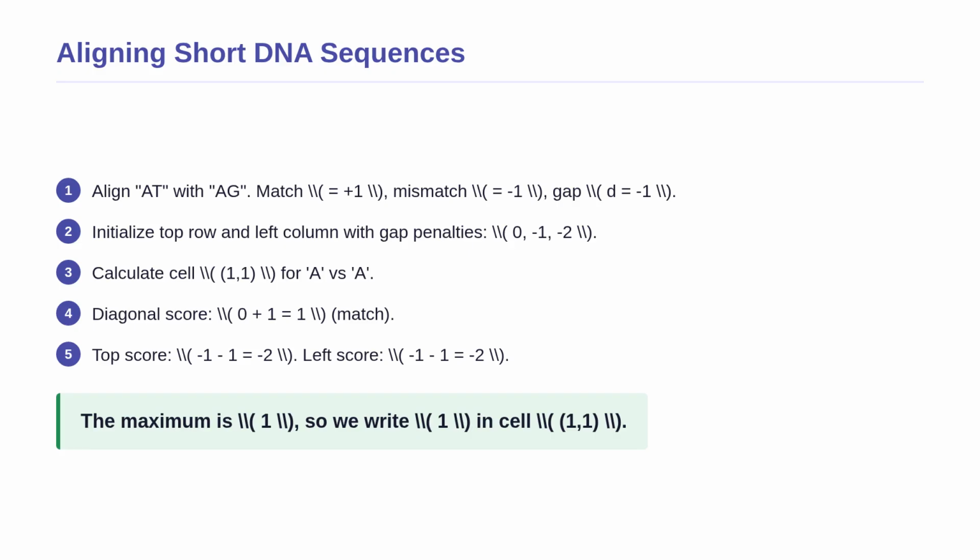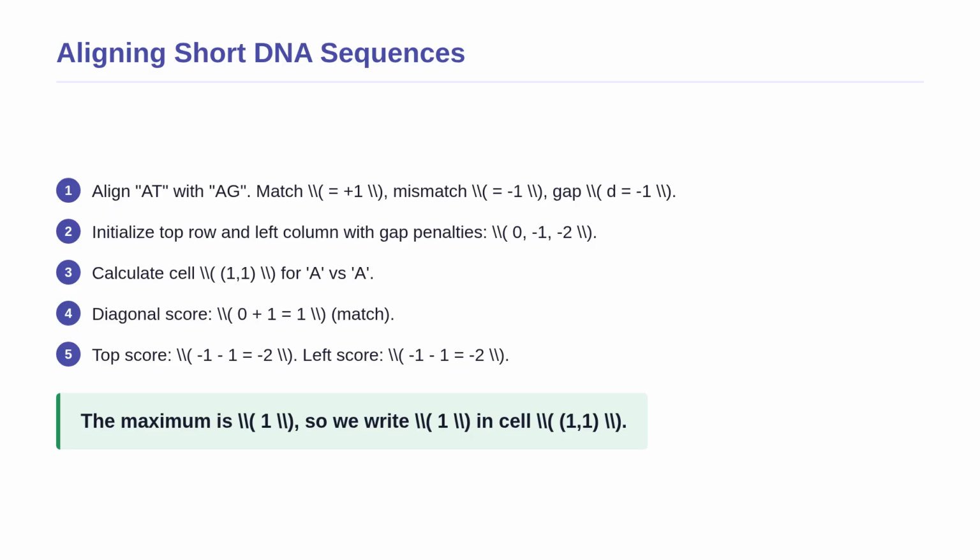Now that we have our formula, let us use it to align the short DNA sequence AT with AG. We are given a match score of +1, a mismatch of -1, and a gap penalty of -1. First, we initialize the matrix edges with accumulating gap penalties: 0, -1, -2.